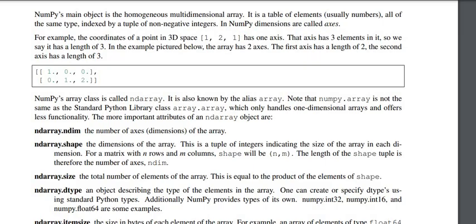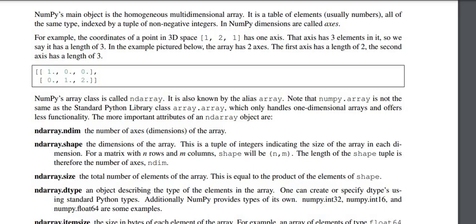The main NumPy class is called ndarray. It is also known as array. It has various attributes. ndarray.ndim is the number of axes, that is, the dimensions of the array. If you observe the example given there, the coordinates of a point in 3D space, 1, 2, 1, has one axis. That axis has 3 elements in it. So we say it has a length of 3.